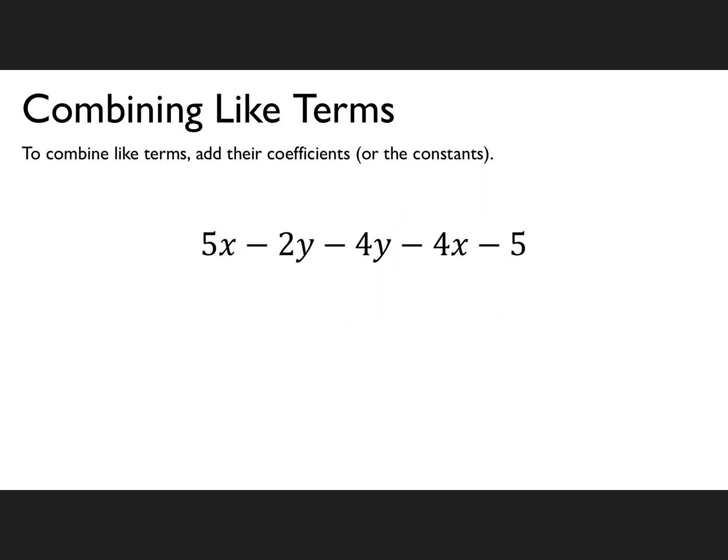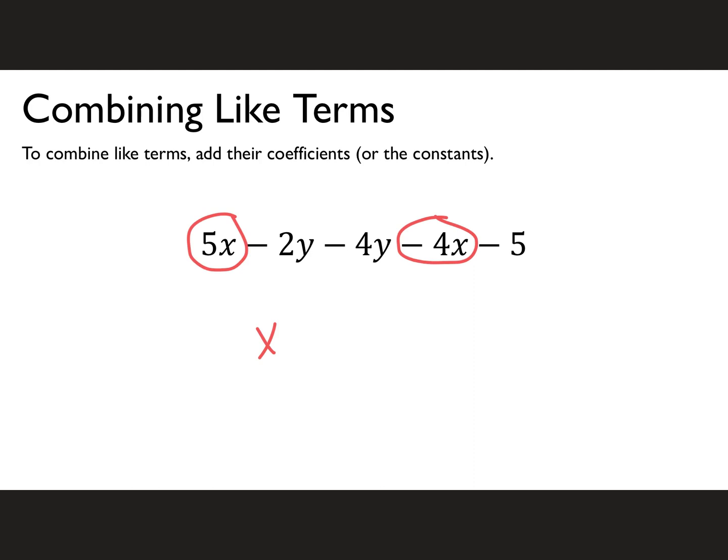Do this one on your own. Pause the video, then come back when you're done. All right, are you ready? I have a 5x and a negative 4x. That does not go with the y's. They're different letters. So 5x plus negative 4x would be a 1x. But you know what? I don't like the one in front of the x. It's not simplified, so I'm just going to swipe it away and be done.